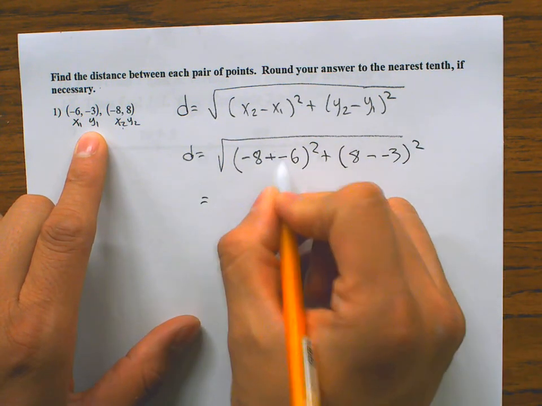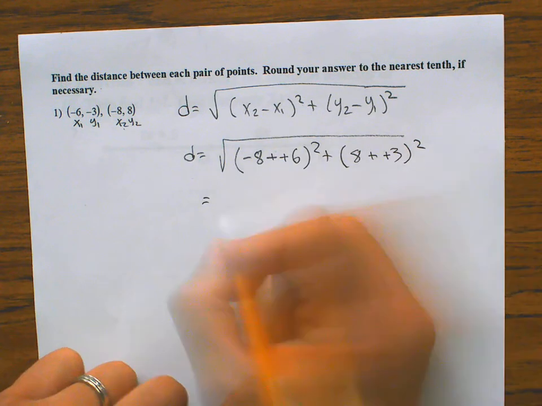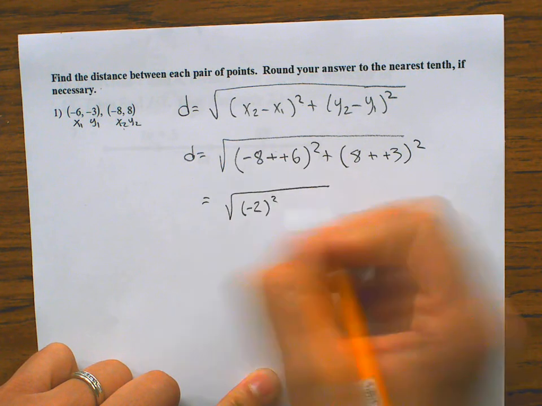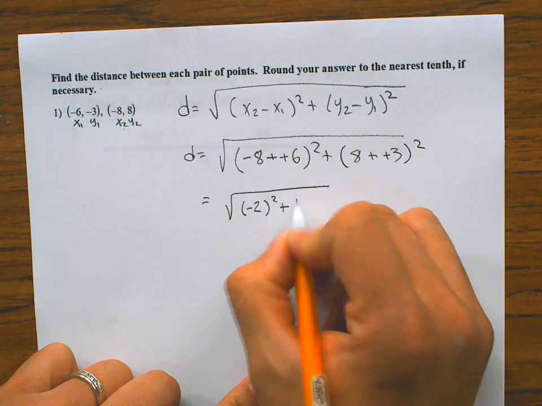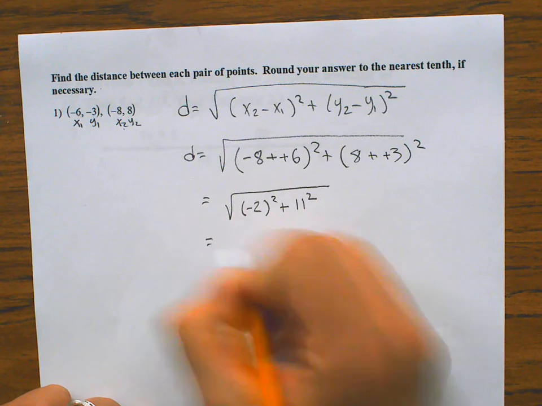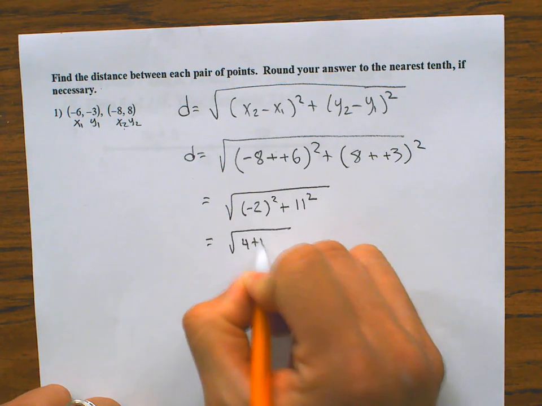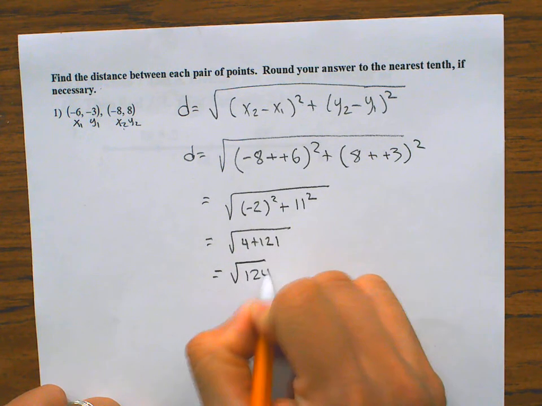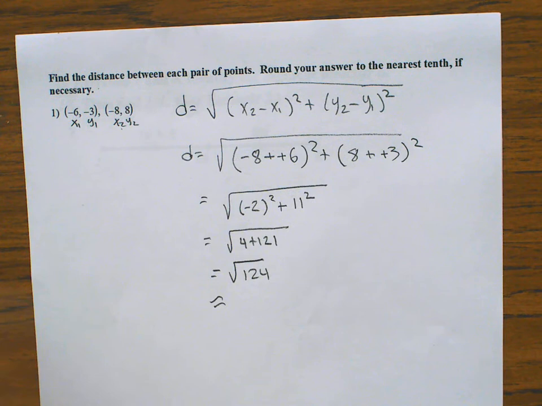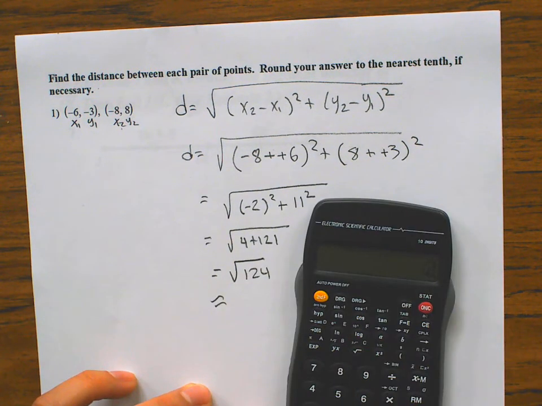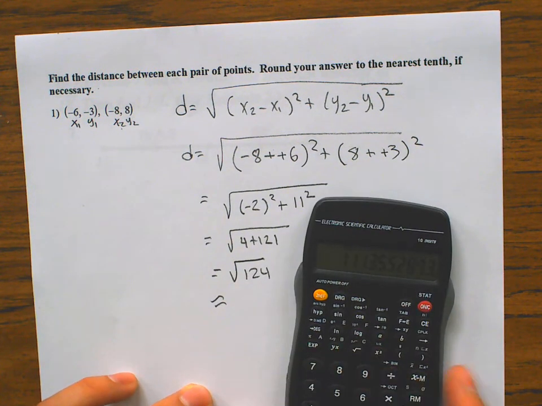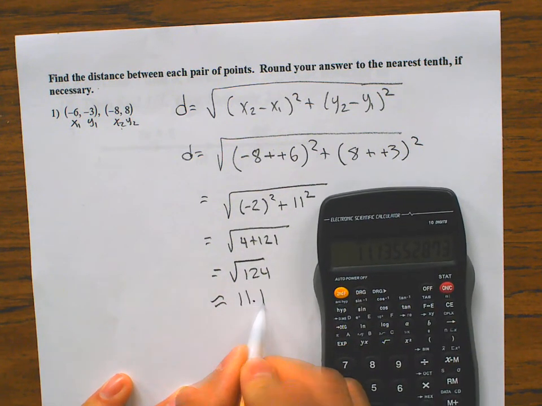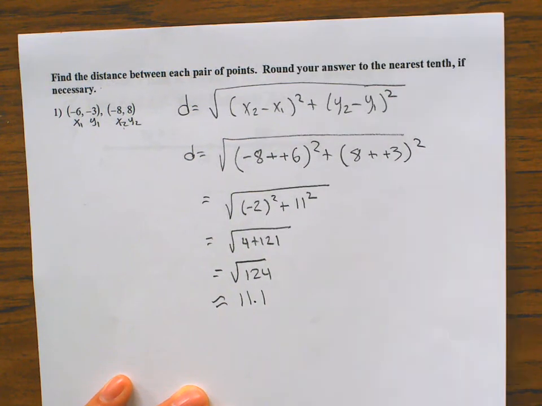This is going to turn into addition, and so is this. Negative 8 plus 6 is going to give you negative 2 quantity square. 8 plus 3, that's going to be 11 quantity square. That's going to simplify to 4 plus 121, which is the square root of 124. When you put that into the calculator, the square root of 124 is going to be, to the nearest tenth, about 11.1. And that, ladies and gentlemen, is how you do the distance formula.